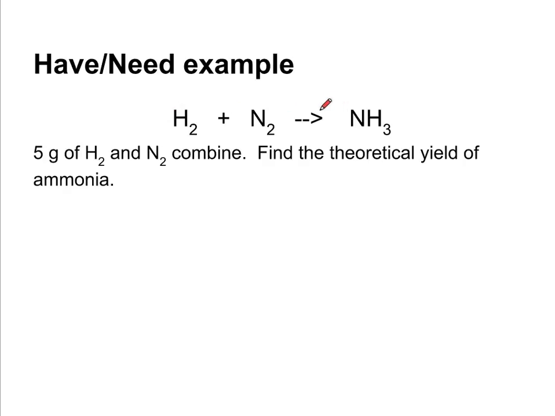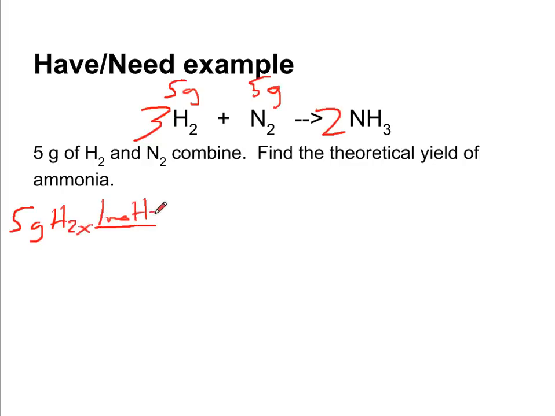Again, first thing we have to do is make sure our equation is balanced. Now, in the have-need example, we're going to convert the 5 grams of hydrogen and the 5 grams of nitrogen into moles and see how many moles we're starting off with. So 5 grams of hydrogen. We need to convert that to moles. 1 mole of hydrogen has a mass of 2 grams. So 5 divided by 2 is 2.5 moles of hydrogen.